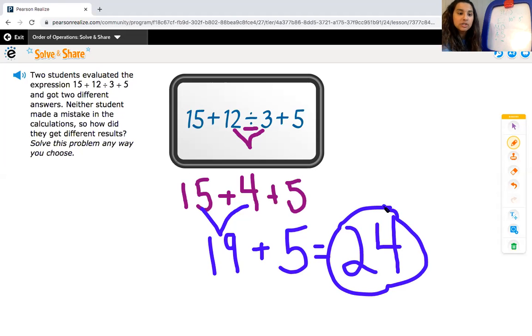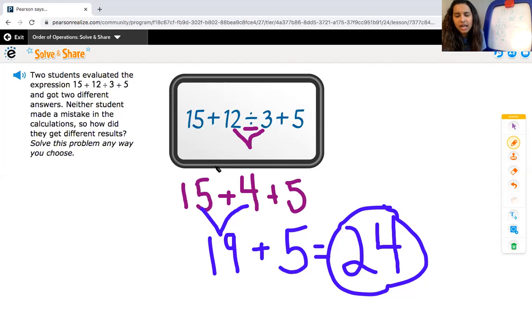Now, we still haven't answered the question of the problem yet, because the question is, how did those two students get different results or different answers? So if we got 24 and let's say another student got 30, how did they get 30? So think about it. Well, hopefully you said in your discussion that they got different answers because one person followed the orders of operation and the other person didn't.